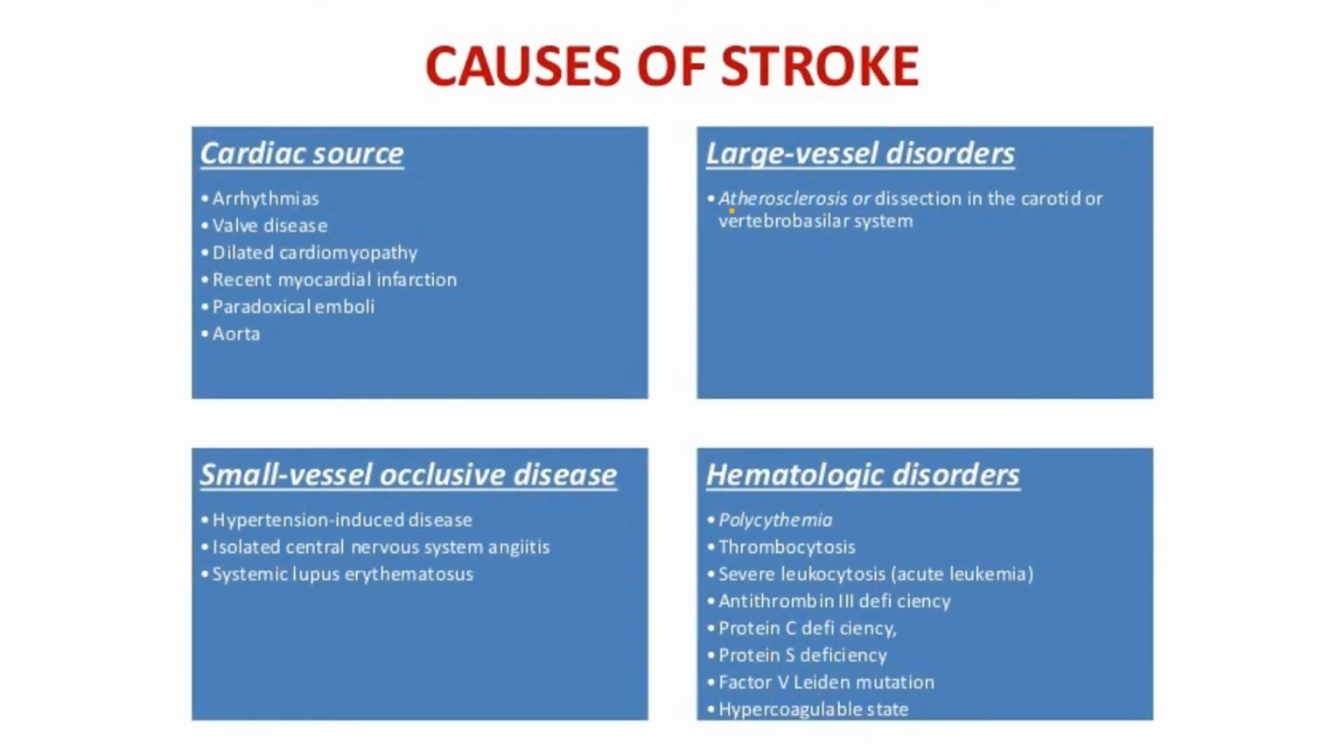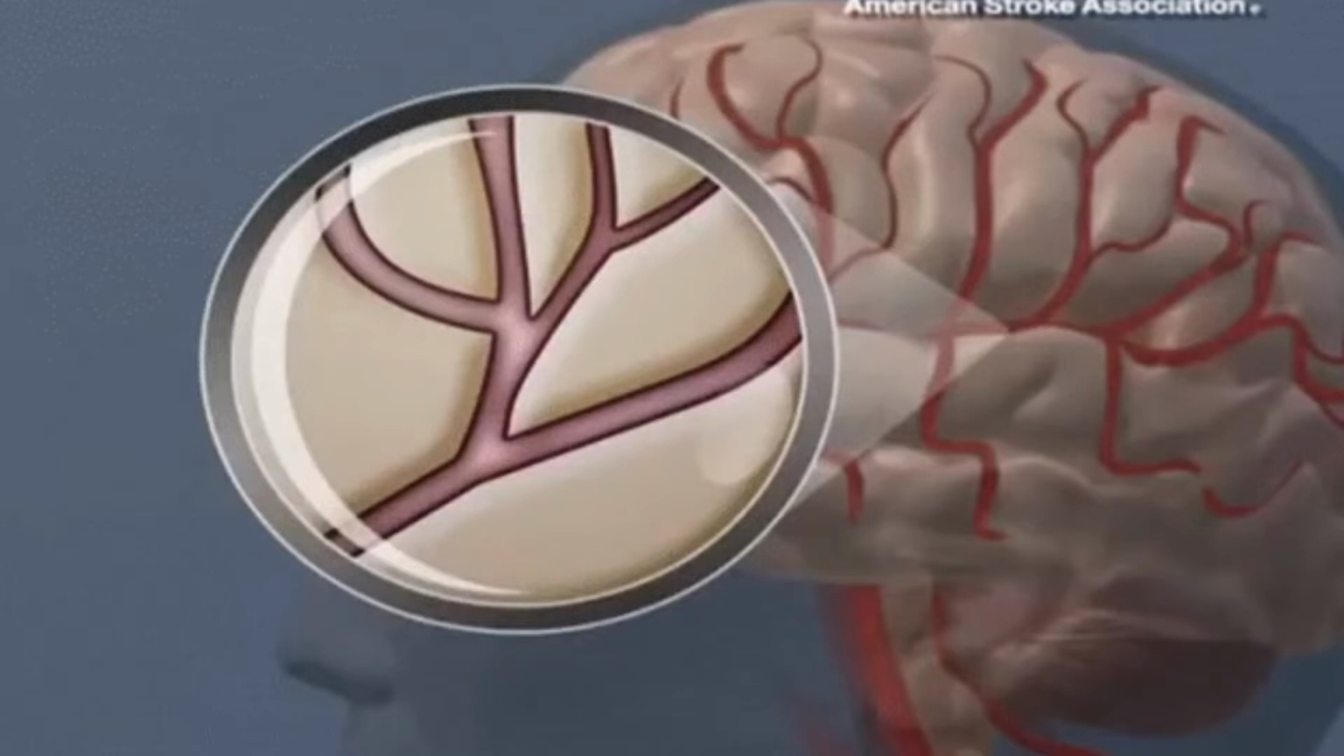Causes of stroke. There are many causes, but majority of the cases are reported because of atherosclerosis. Atherosclerosis is a plaque formation that basically blocks the artery. Now let's discuss the types of stroke in detail.